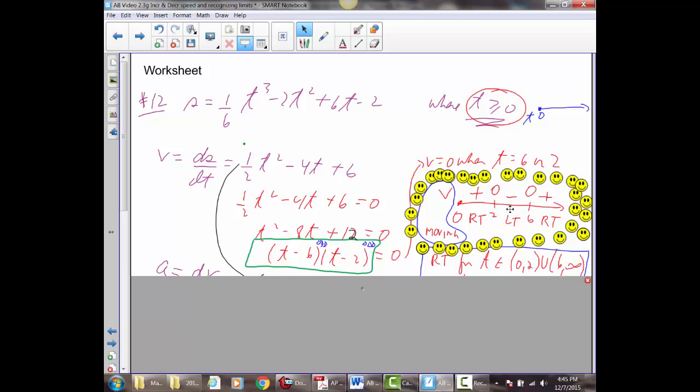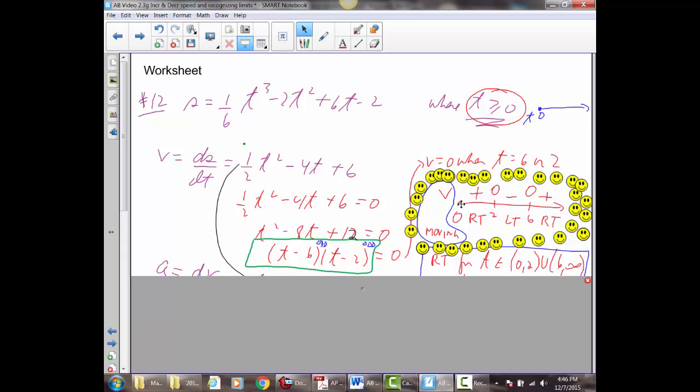Oh, I'm sorry, I can't pick 0, never mind. I have to pick 1 because 0 is one of the endpoints. So if I pick 1, which is in this interval here, 1 minus 6 is negative, 1 minus 2 is negative, negative times negative is positive. Signs alternate. When the velocity is positive, the object's moving right. When the velocity is negative, the object's moving left. When the velocity is positive, the object's moving right.